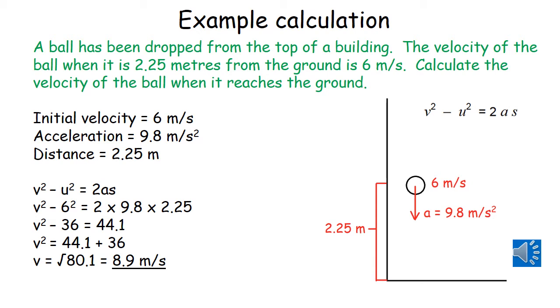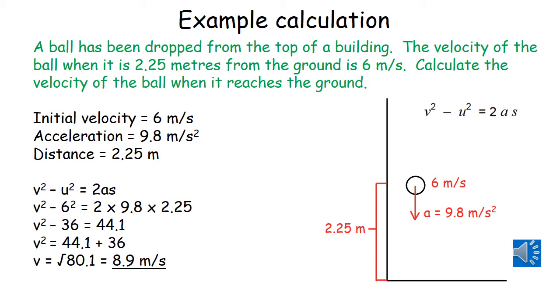Again, it's good practice to write down what you know. So I've written down initial velocity equals 6 meters per second, acceleration 9.8 meters per second squared, and the distance 2.25 meters. When you do that, it's advisable to write down the units, and then you can spot very quickly whether you have to change any units to suit the equation. As you can see in this one, distances are all in meters, times are all in seconds, and therefore we don't have to change anything.